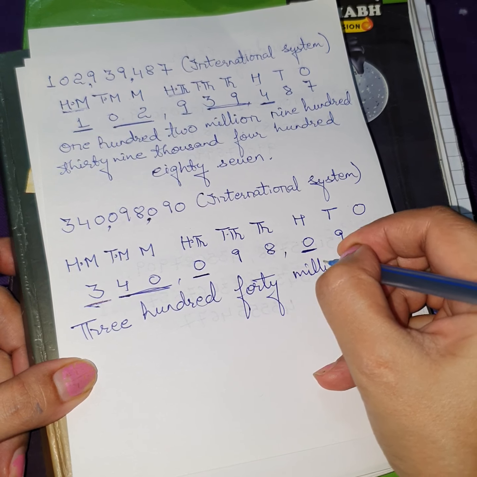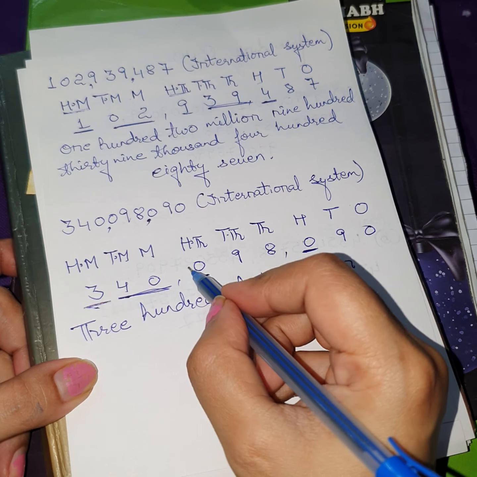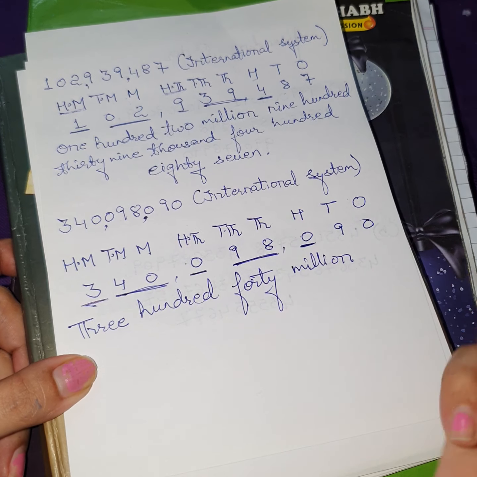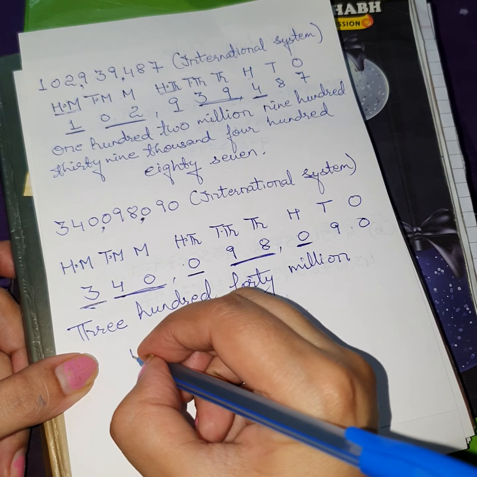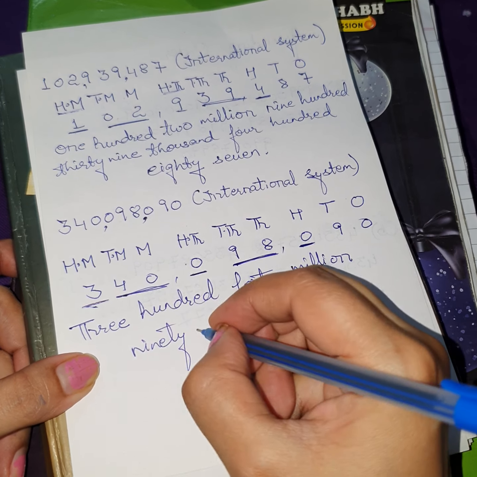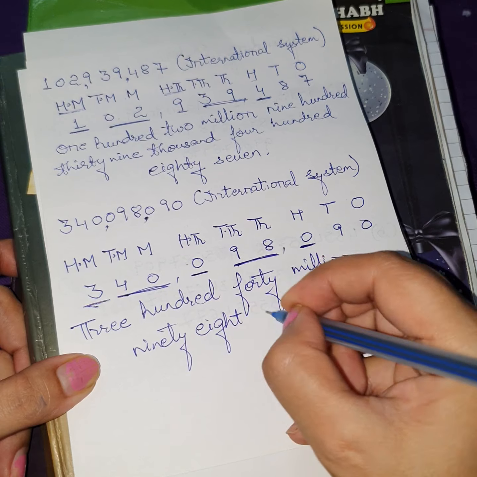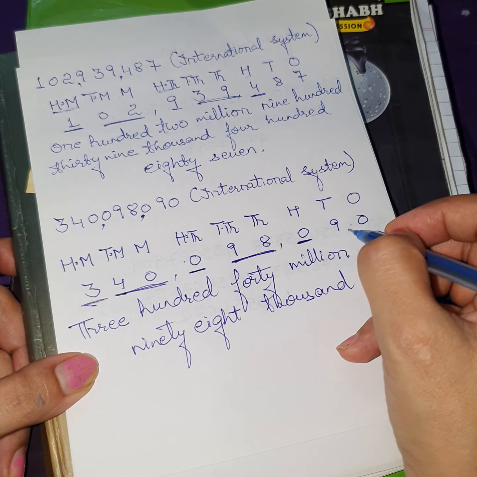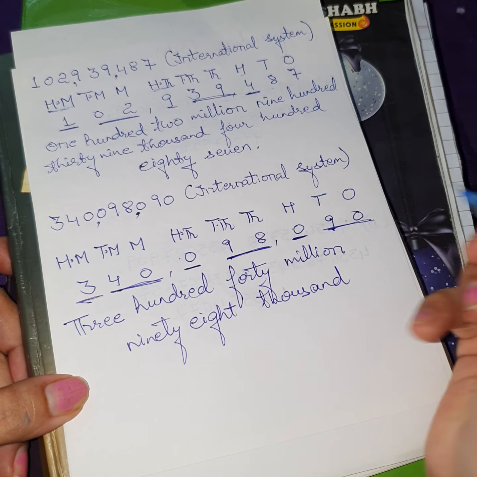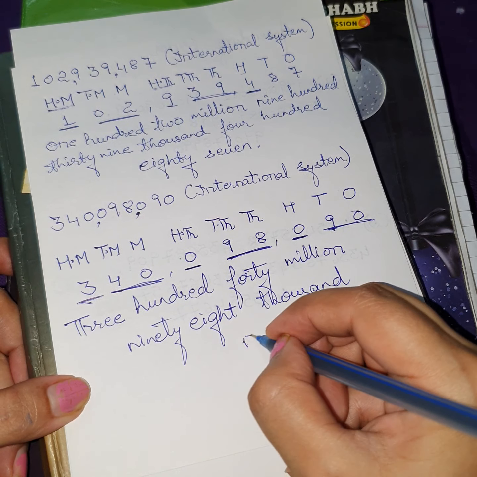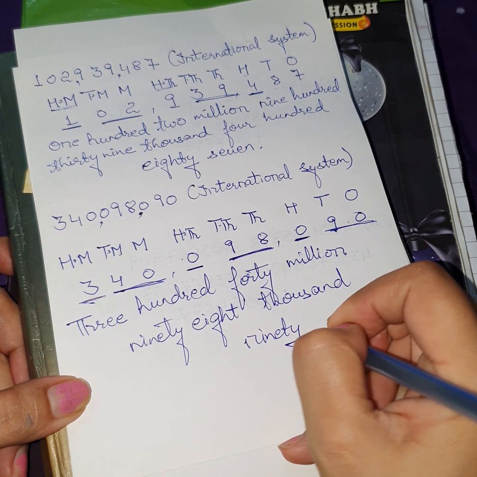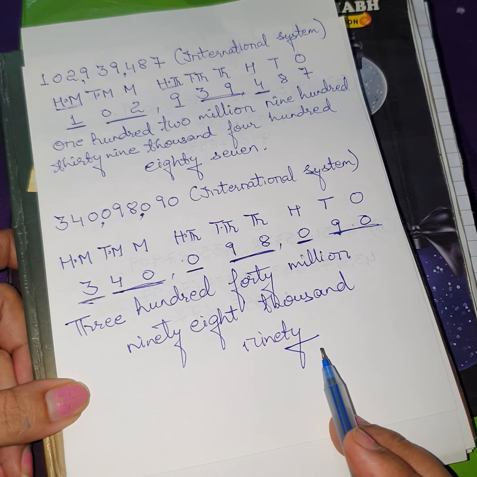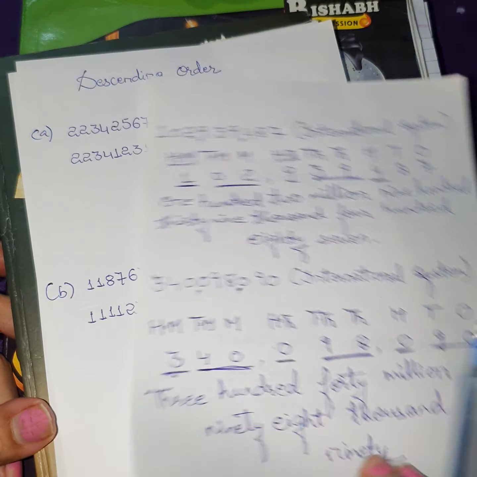So 40 million. Then here digit 0 is there, so we will not read it. We will read these two numbers, and it belongs to the 1000 period. So after million you will write 98,000. And then again here it is 0, so we will not read it, and then we will read these two numbers together, 090. So this is your number name, 340,098,090. Okay students, so this was your question number 2.